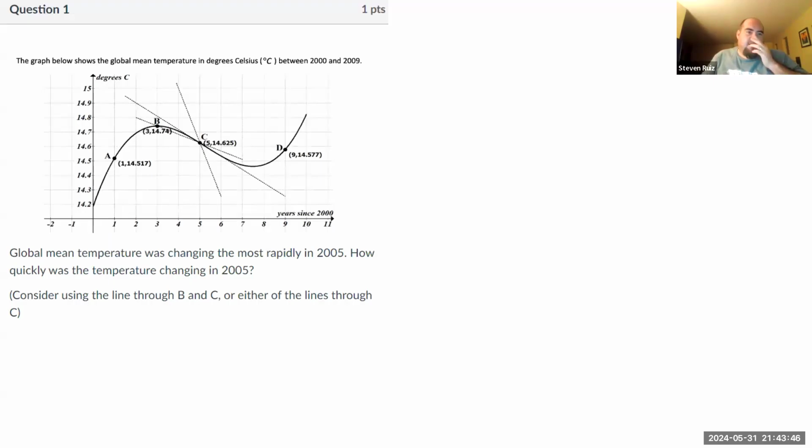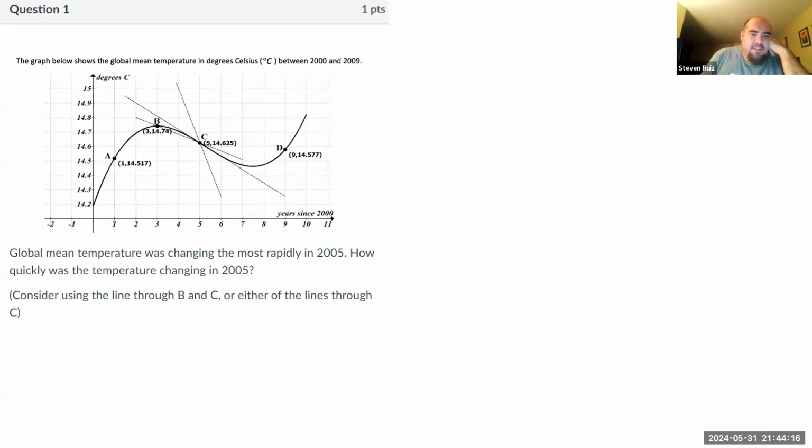All right, so let's talk about the questions on the checkpoint for Module 2, all of which are kind of talking about this same graph here. But first question, global mean temperature was changing most rapidly in 2005. How quickly was the temperature changing in 2005? So first, let's get a sense of what this graph means. The graph below shows the global mean temperature in degrees Celsius between 2000 and 2009.